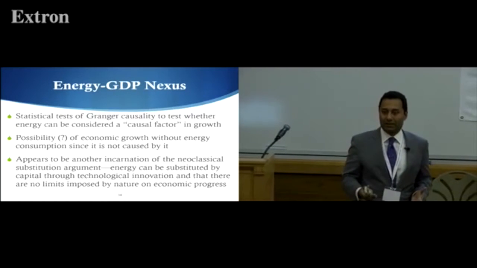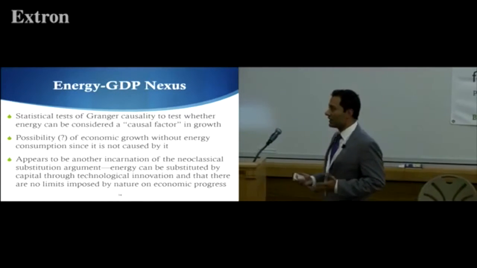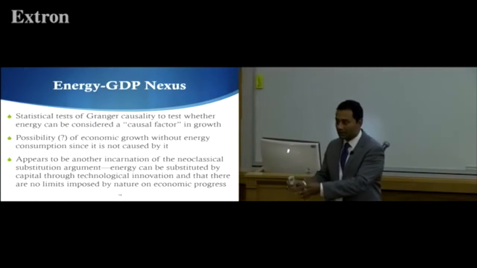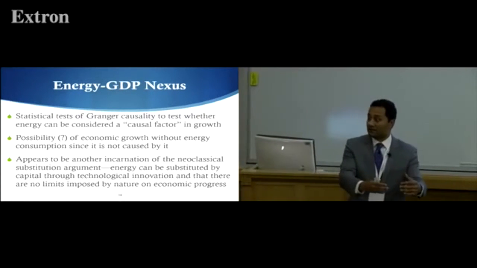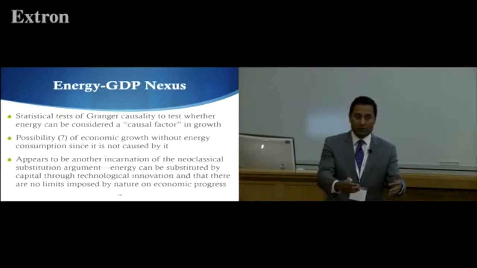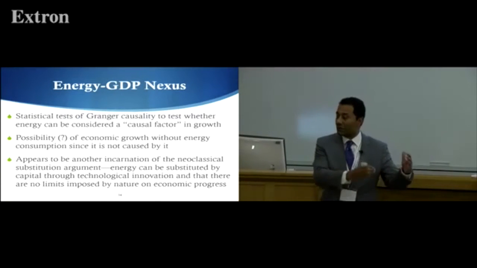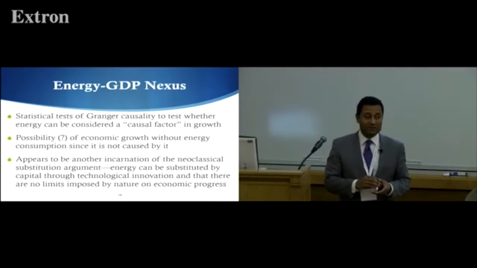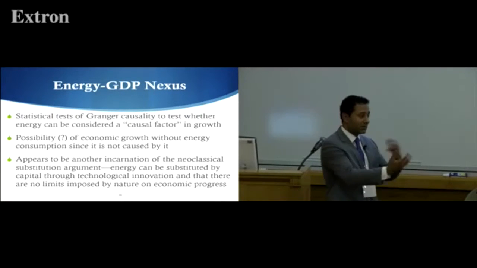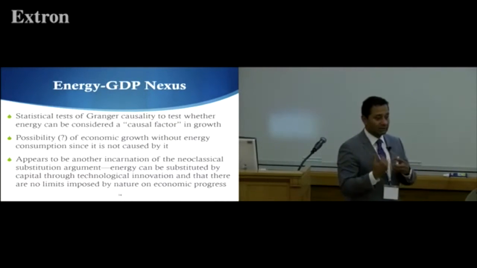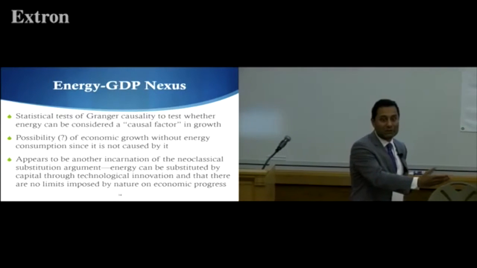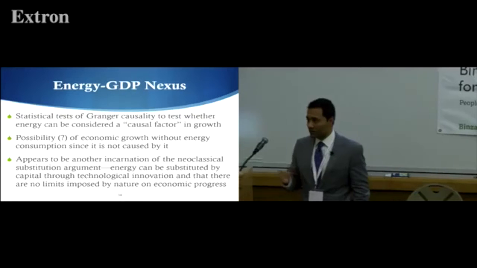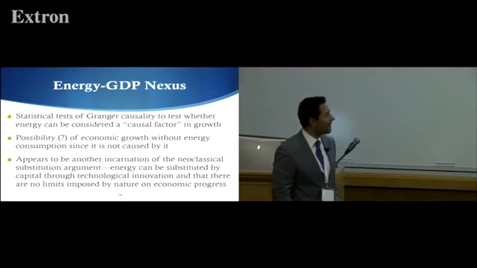I have looked at studies for India, for example. One study says that it's economic growth that drives energy consumption. Two years after that, you have a study that says, no, it's energy consumption that drives economic growth. There are some studies which find bidirectional causality: economic growth causes energy consumption, but then energy consumption causes economic growth. So there's confusion. We don't really know what causes which.